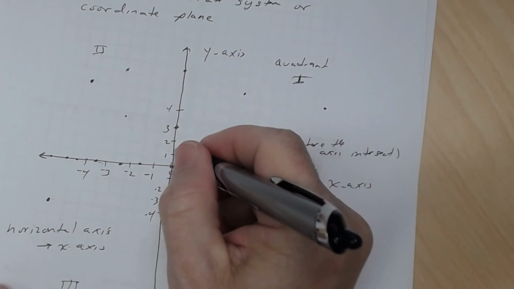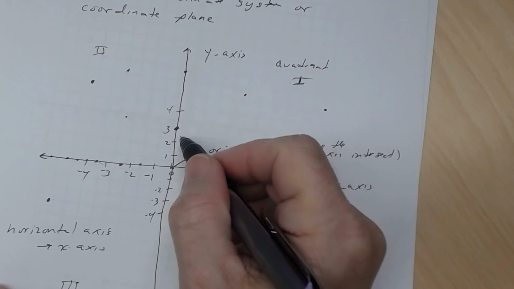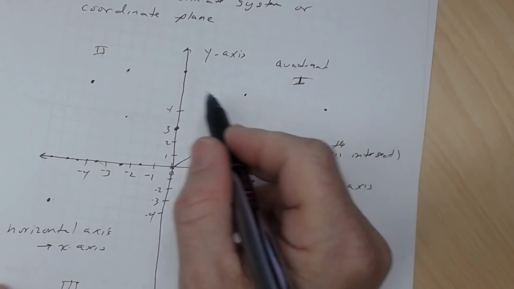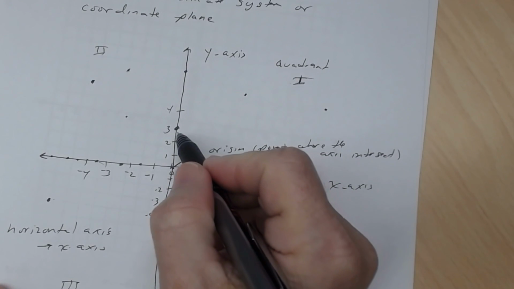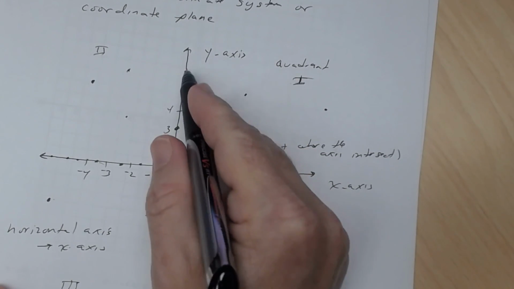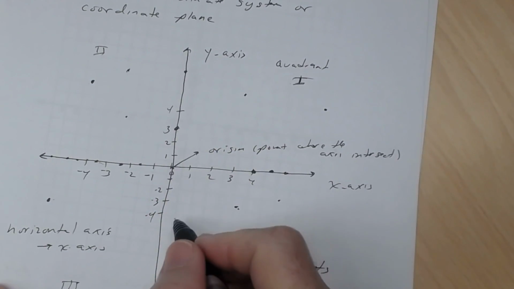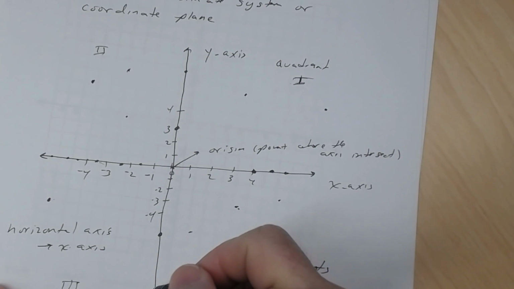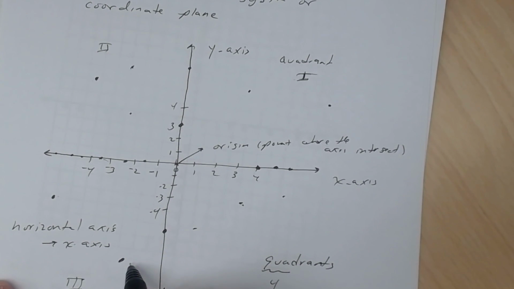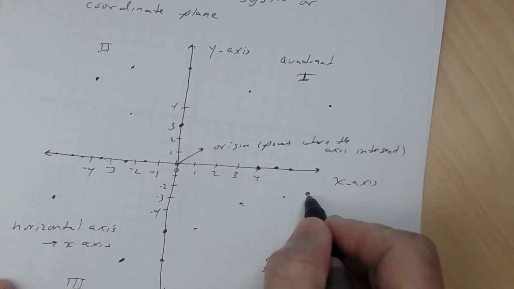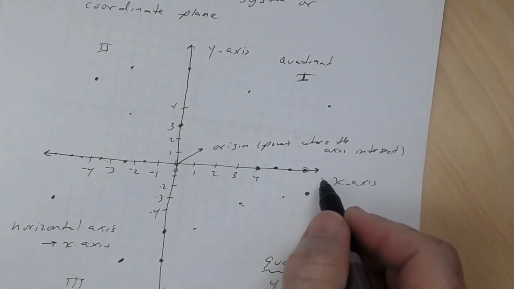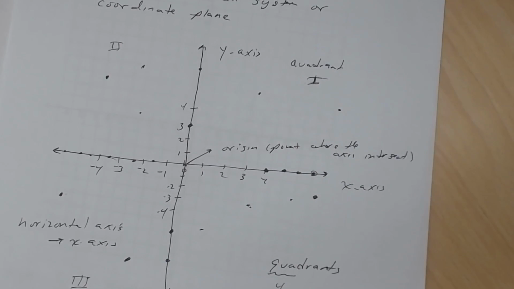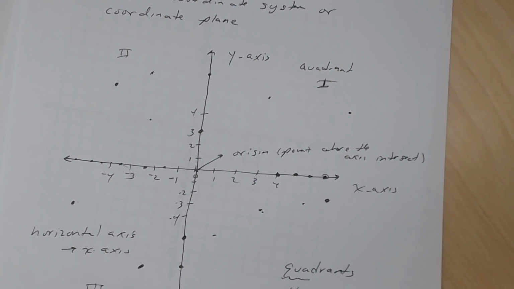Same thing here. This point right here does not lie in a quadrant. So don't say it lies in quadrant 1 and quadrant 2 at the same time. That's not true. Only these points lie in quadrant 1, these points lie in quadrant 2. This point here lies on the y-axis. This point here lies on the y-axis. This point here lies in quadrant 3. This point here lies on the y-axis. This point here lies in quadrant 4. This point here lies on the x-axis.